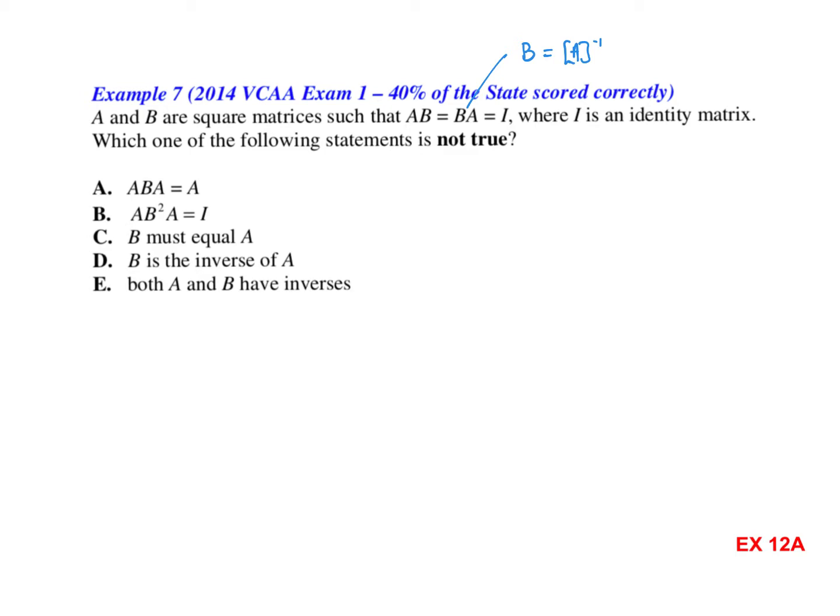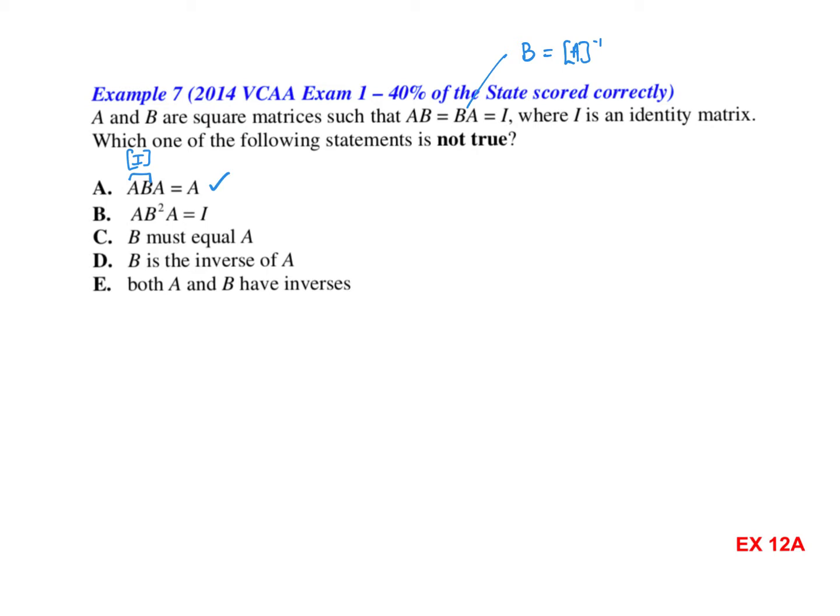So if you multiply these two, if we look at this first answer here, if you just do that, you're going to end up with the identity matrix. And then you times it by A, so anything timesing identity is like a number 1. So if I go 1 times A, yes, I'm going to get A. So that is a true statement.